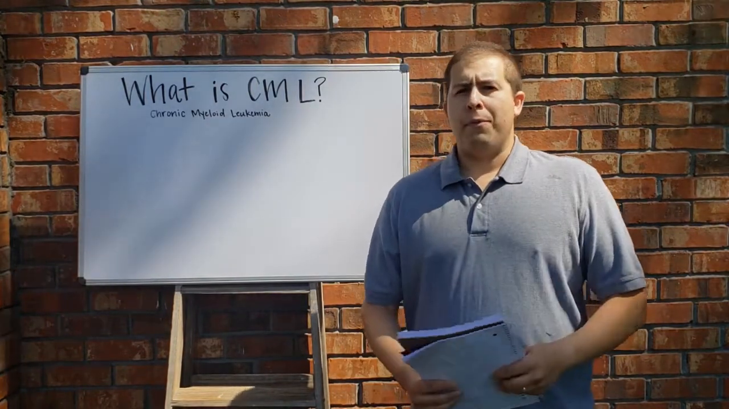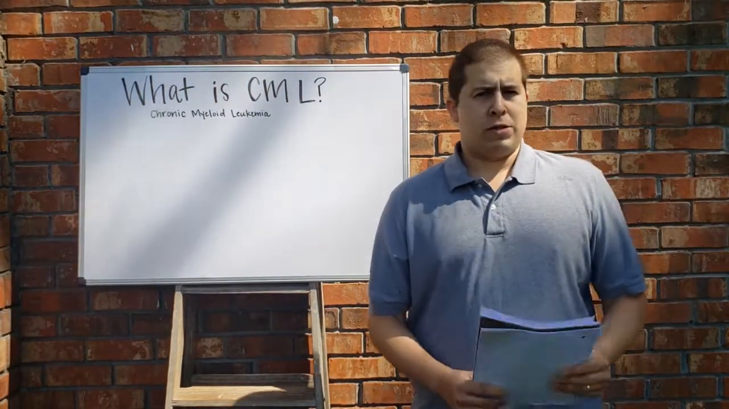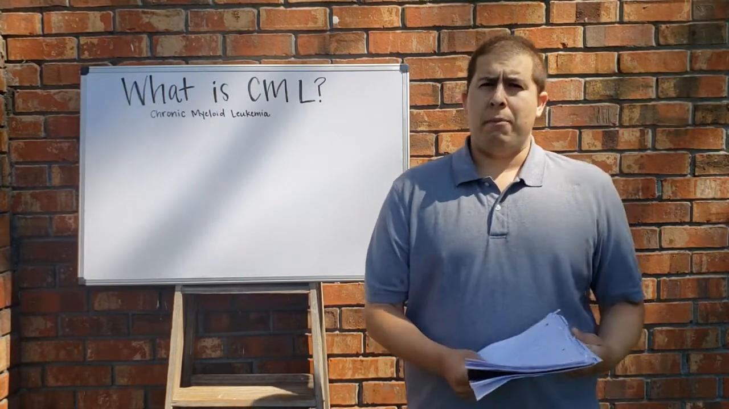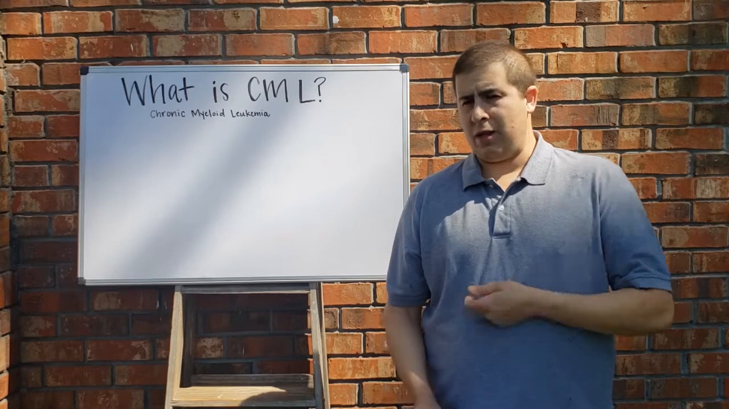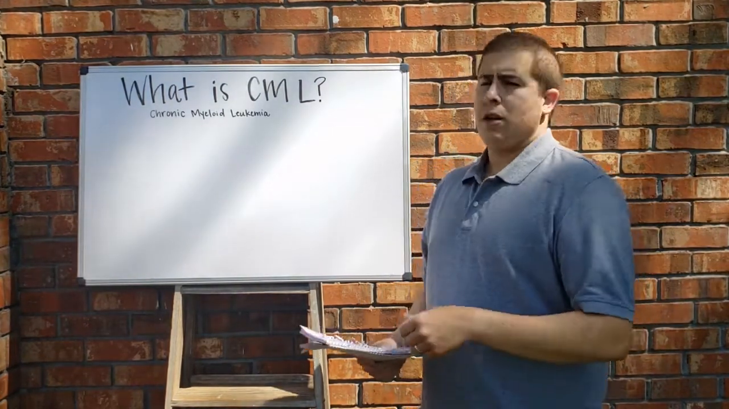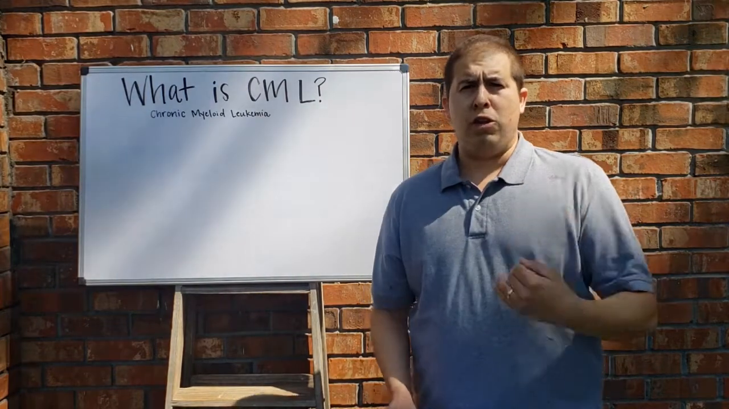So, what is CML? Chronic myeloid leukemia, also known as chronic myelogenous leukemia, is a type of leukemia that affects the white blood cells. It causes white blood cell division at an exponential rate and overwhelms your body with white blood cells. There's also something called the acute phase.